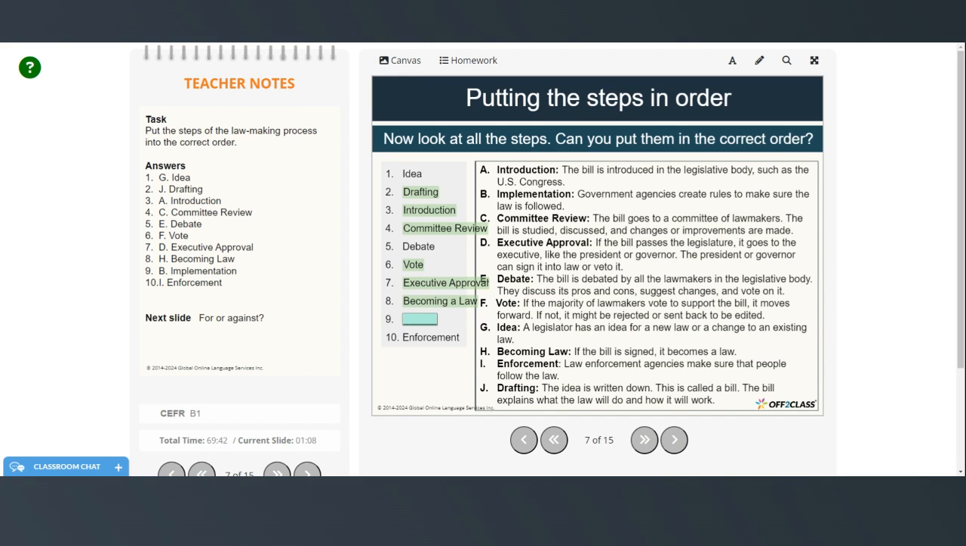Number 9 is implementation, letter B. And number 10 is enforcement.